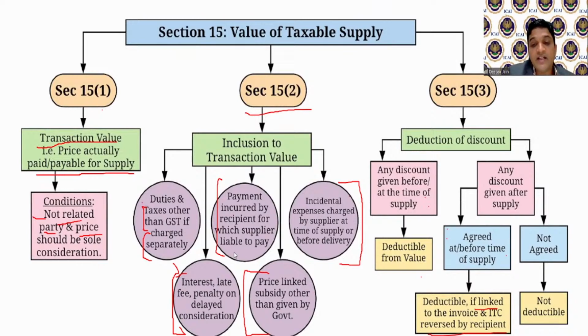Please explain payment incurred by recipient for which supplier is liable to pay. Geet Chauhan, I gave that example of furniture. Did you understand now? So explain section 15(2) in Hindi.